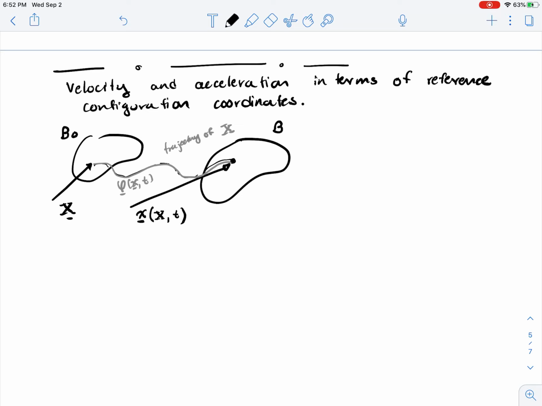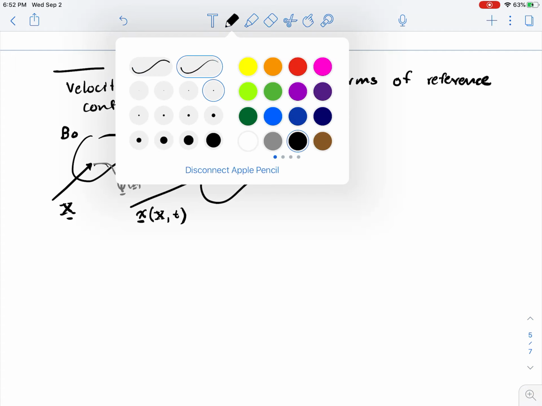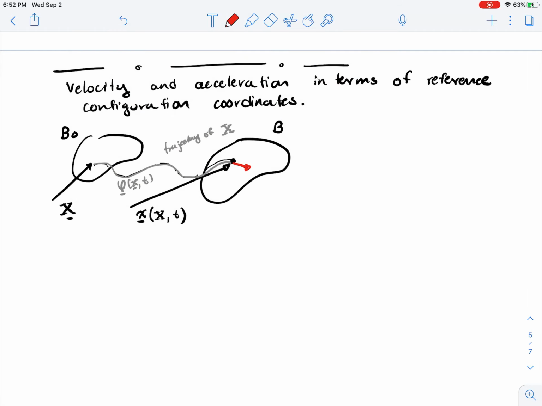And so now I don't only care about local deformation. That was one thing that we were doing with the deformation gradient. Maybe another thing that I want to compute is the velocity of this particle X as a function of time. So what is that velocity vector? That velocity vector is nothing but the time derivative of this deformation map.